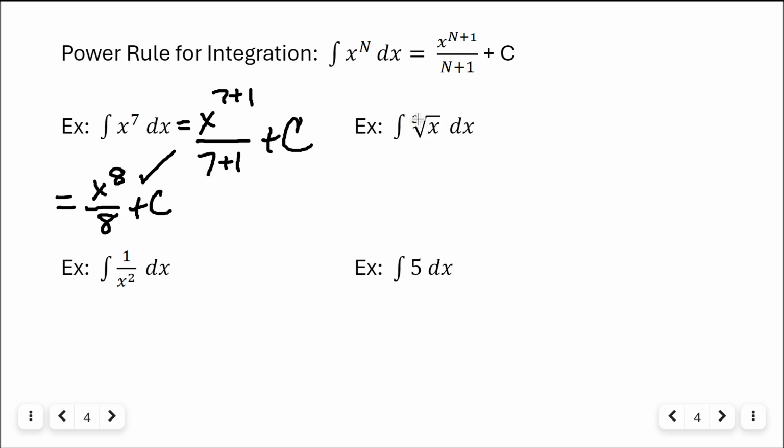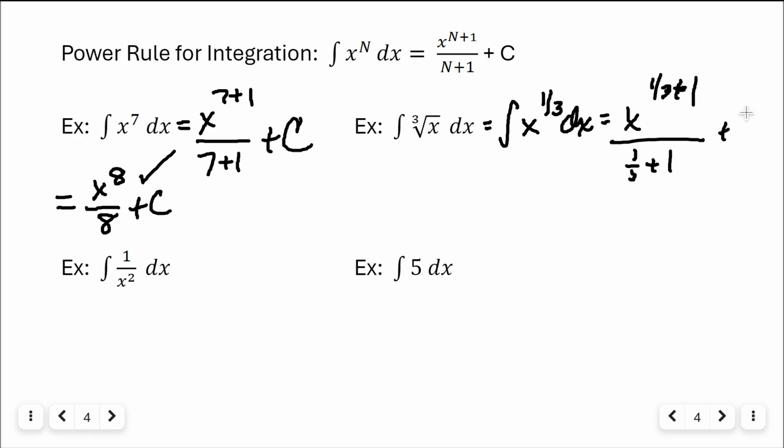Okay, let's try to integrate the third root of x with respect to x. All right, so to do this, we're going to have to change the third root of x to x to the 1/3, make it a power. And then we're going to add 1 to the power, divide by what we get. So it's 1/3 plus 1 on the bottom, and then stick a plus c on it. So 1/3 plus 1, that's 4/3. So that's x to the 4/3 over 4/3 plus c.